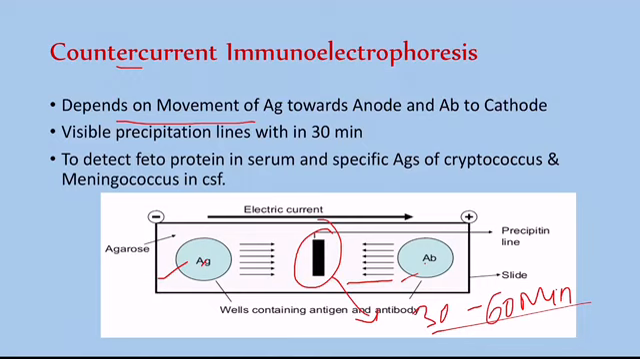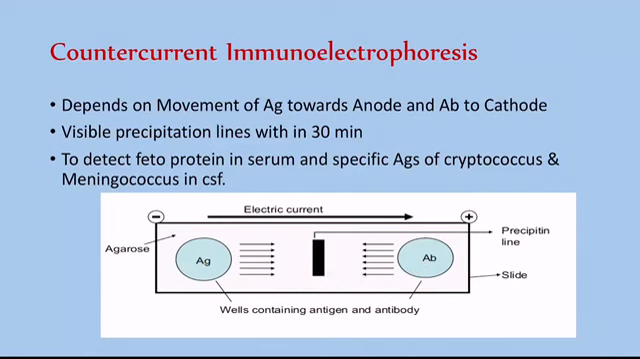The test is performed on a glass slide with an agarose gel. In the agarose gel, two wells are made. One is filled with an antigen, another one is filled with an antibody, and the electric current is then passed through the gel. Now both antigen and antibody migrate towards each other and form a precipitation line that is visible in 30 to 60 minutes.